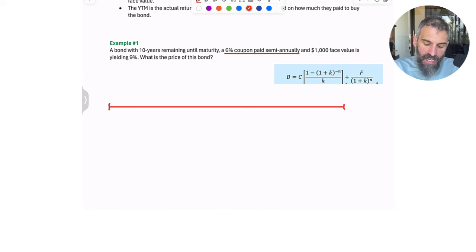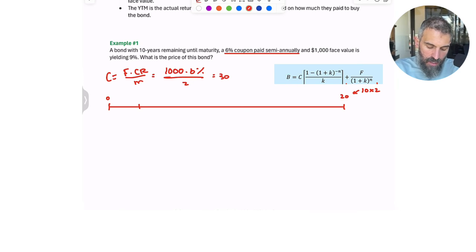6% coupons paid semi-annually. So let's freeze there. Remember, the coupon formula is the face value times the coupon rate divided by your frequency. So if it's a $1,000 face value with a 6% coupon rate paid semi-annually, that means you're getting $30 every 6 months. So there's going to be a total of 20 payments because it's a 10-year bond. So 10 times 2. There's going to be 20 payments of $30. And at the end, there's also going to be a payment of $1,000, right? That lump sum that you're going to get.